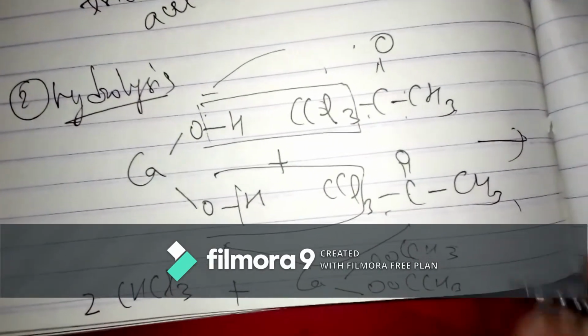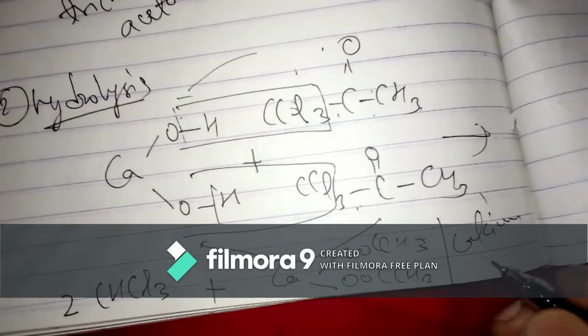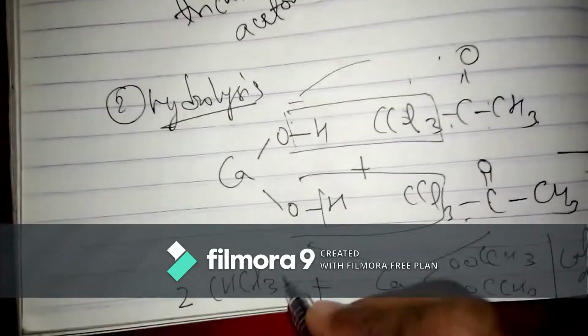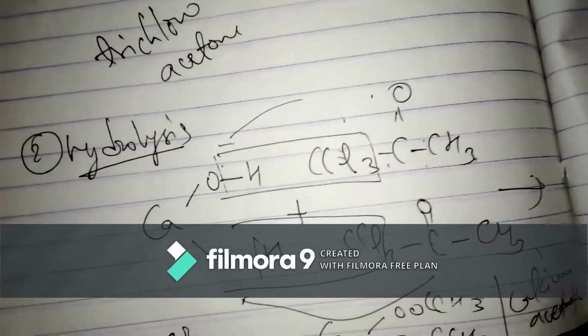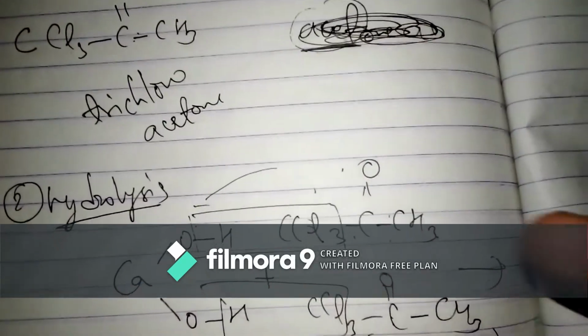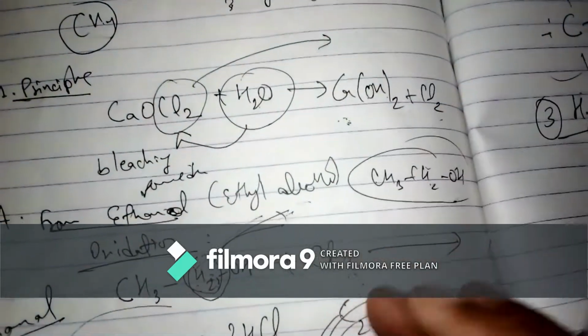So this is our chloroform, and this is known as calcium acetate. It is just for information, not only to write the name, otherwise it will be difficult to remember the other names. So this is the basic principle of preparation of chloroform by both acetone and the ethyl alcohol or ethanol.